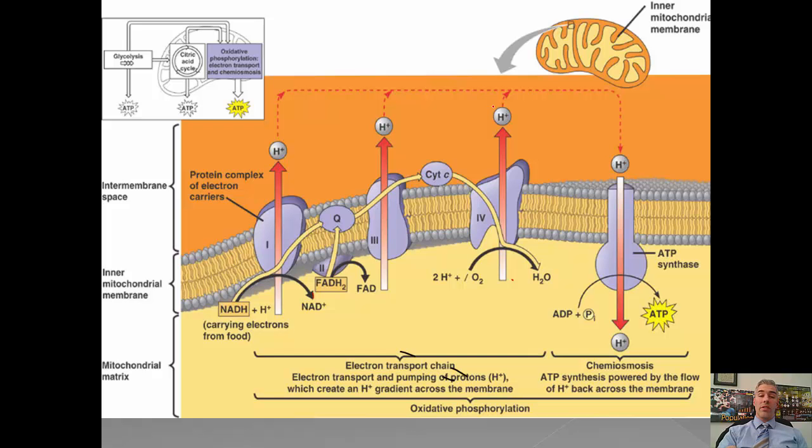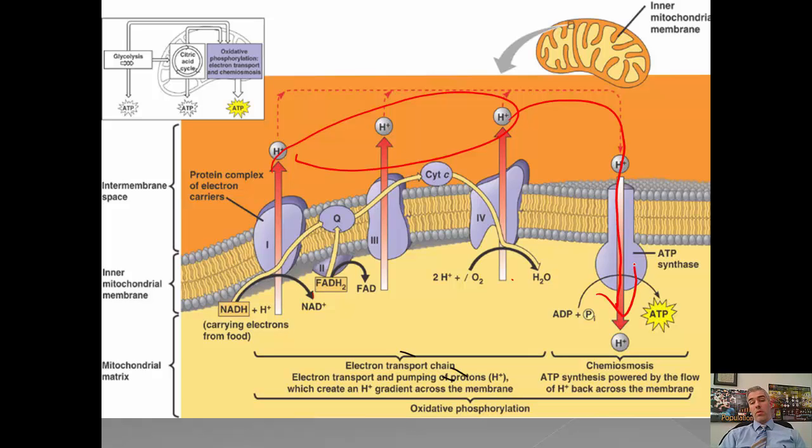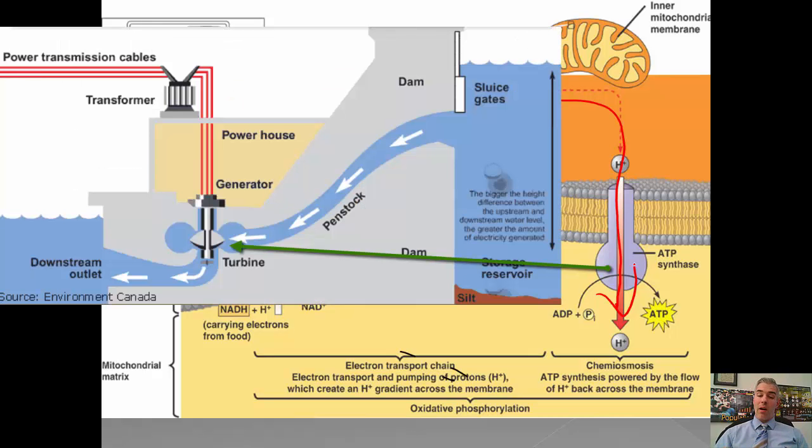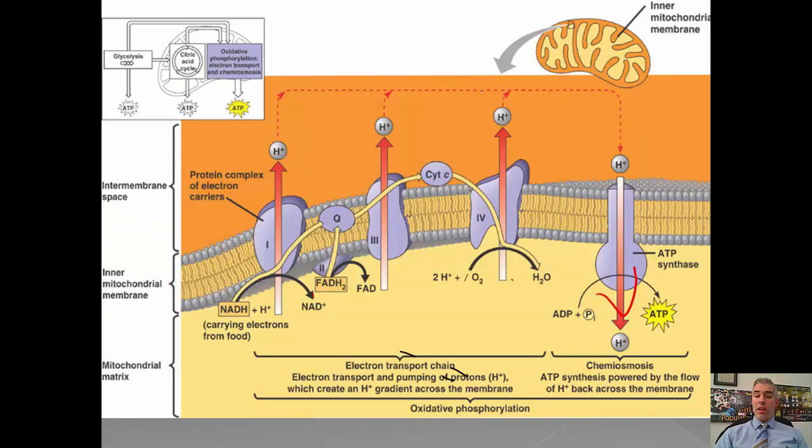So those hydrogens are then going to flow back through this very special and important protein called ATP synthase. It's basically like a jet engine that spins as hydrogens flow down through it. Almost, as I said, like a hydroelectric power plant. And in doing so, it's going to force molecules of ADP and inorganic phosphate together and generate ATP at a very fast rate.